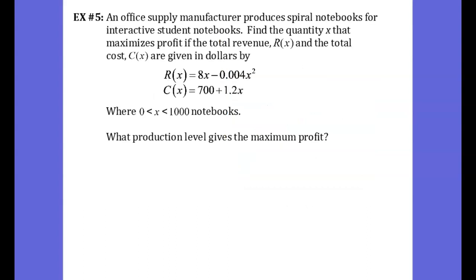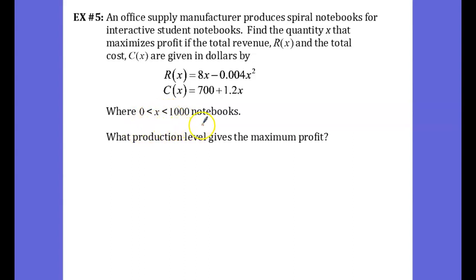In example 5, we're told that an office supply manufacturer produces spiral notebooks for interactive student notebooks. We're told to find the quantity x that maximizes profit if the total revenue, R of x, and the total cost, C of x, are given in dollars by the functions R of x equals 8x minus 0.004x squared, and C of x equals 700 plus 1.2x. We're also given that the domain for these functions is 0 to 1,000, not inclusive.